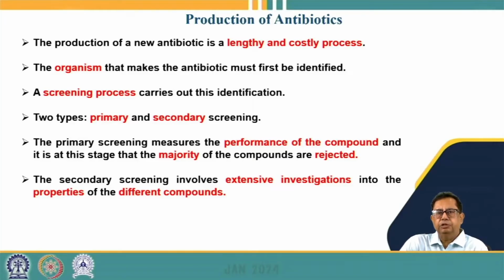The primary screening process means that the performance of the antibiotic produced from the organism is first measured, and in this process a lot of compounds are rejected. Later, when it passes the primary screening process, the secondary screening process is done, which leads to an extensive investigation into the properties of the different compounds. So we see that no toxic compounds are produced, and that the antibiotics being produced do not have an adverse impact on the organisms consuming them.